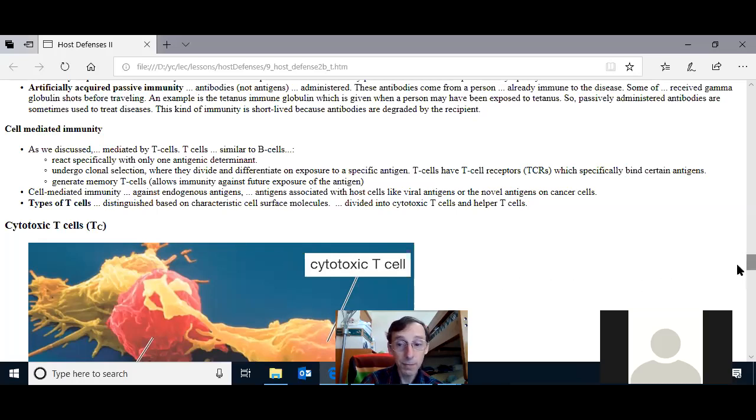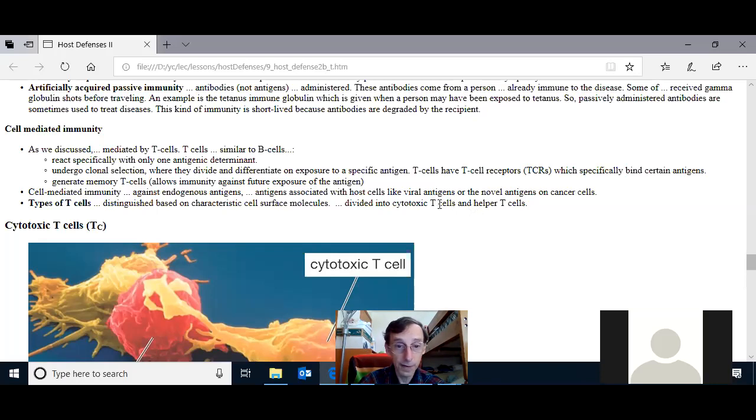Let me remind you that the cell-mediated arm of the immune system is very good against endogenous antigens, meaning antigens that are associated with host cells, such as when a virus infects a host cell. The T cells are very good at finding that host cell which is infected with the virus. Or when a bacteria infects the host cell and gets inside of it, the T cells are good at finding those.